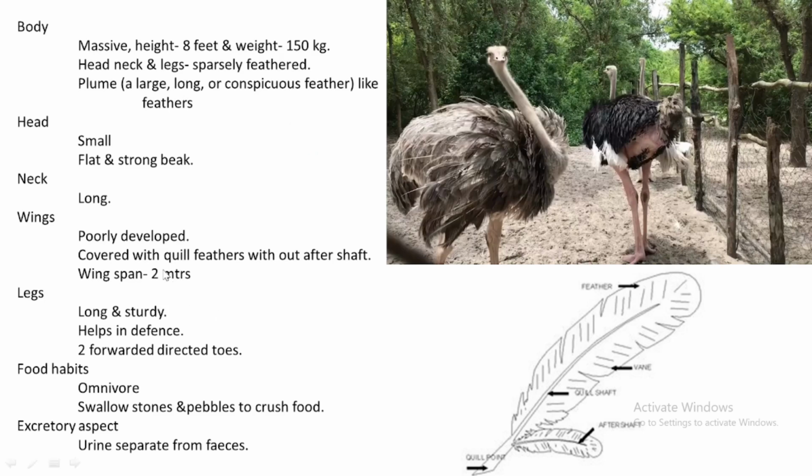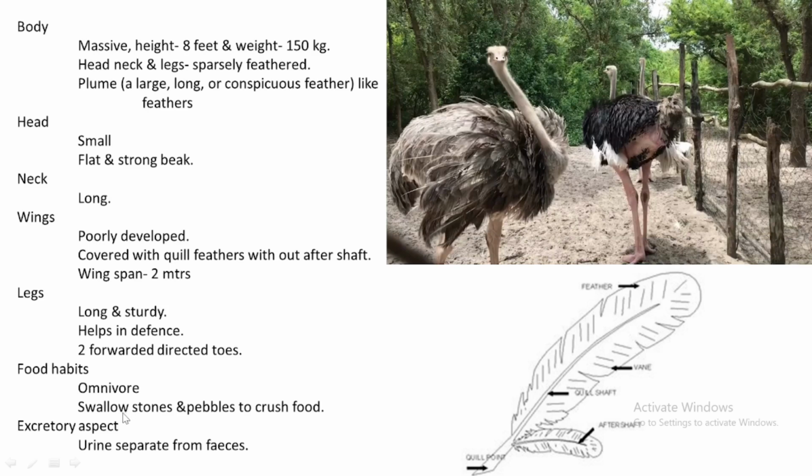Then the wingspan of this ostrich is 2 meters. Oh, think how much distance. Then the legs are long and sturdy, and they help in defense also. Using the legs it does its defense. And 2 forward directed toes we can see here. And food habits, they are omnivores. Omnivore means they are both vegetarian and non-vegetarian.